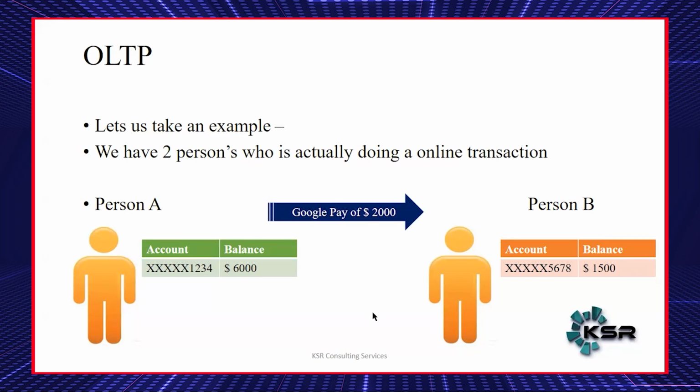Now, one thing we need to understand is I am sending 2000 rupees to someone. What happens if I send the 2000 rupees? The next minute, this amount will get changed. So 6,000 will become 4,000 and 1,500 will become 3,500. Now, this happens in less than 5 seconds. How is it possible? Very simple.